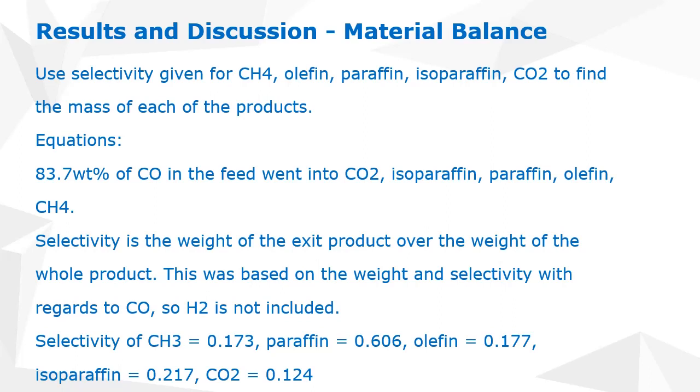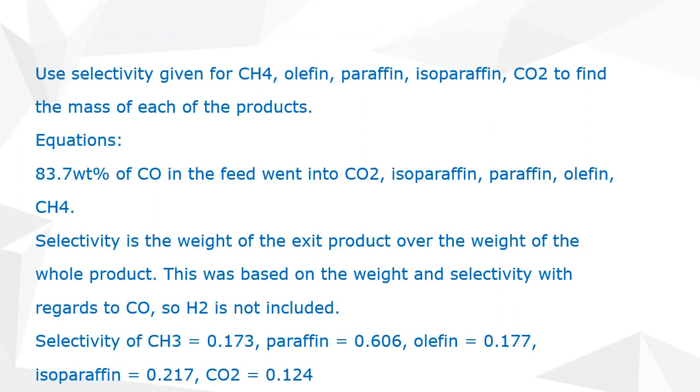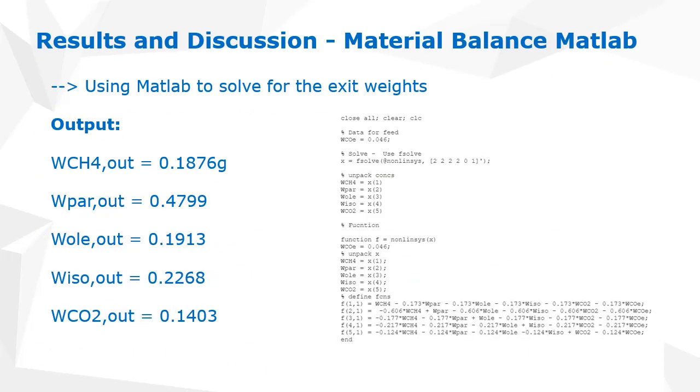83.7 weight percentage of carbon dioxide went into the feed. Selectivity is the weight of the exit product over the weight of the whole product. This was based on the weight in selectivity in regards to carbon dioxide, so hydrogen was not included. At the bottom, we are able to see the selectivity values we have gotten. We were able to use MATLAB to create a user-friendly code to solve for exit weights. On the left, we are able to see the output of each exit weight. This was a result from our MATLAB code.